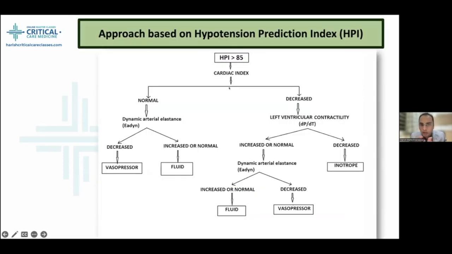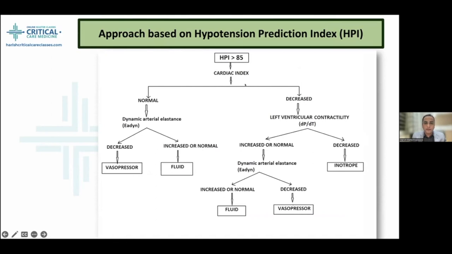So how can we approach this in a simple way? Based on the hypotension prediction index, say HPI values approaching more towards 100, that is more than 85, get a cardiac index. Anyhow, that Acumen IQ gives a cardiac output and cardiac index value also.